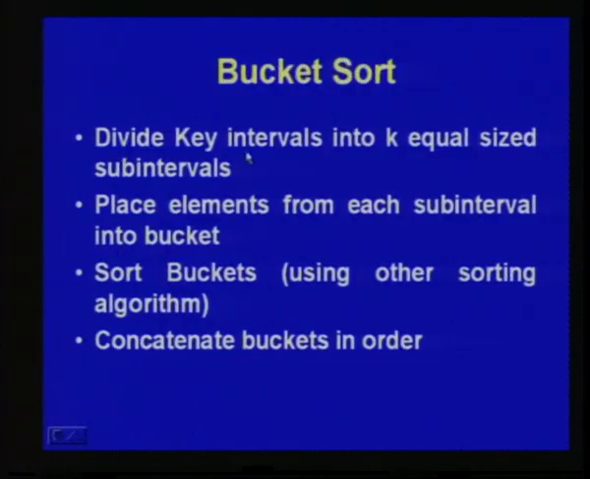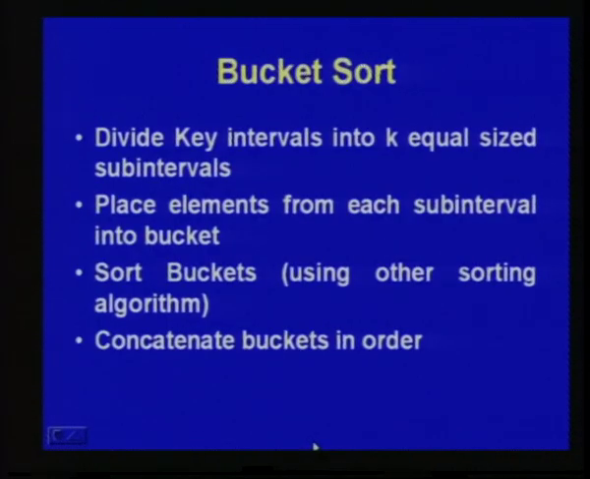We had comparison methodology and counting methodology. Now, one example of this counting method is the bucket sort. It divides key intervals into k equal size sub intervals and places elements from each sub interval into the bucket, and it sorts the bucket. It will use some other normal sorting algorithm for this, and then it merges the buckets together. So, that is the bucket sort, which is again a counting type algorithm.